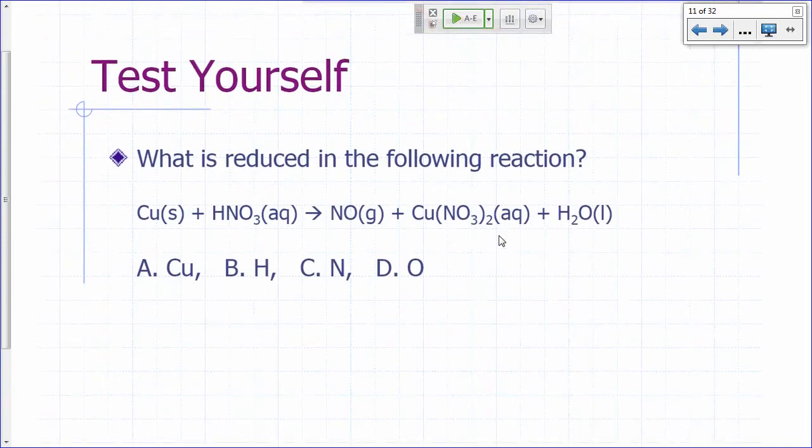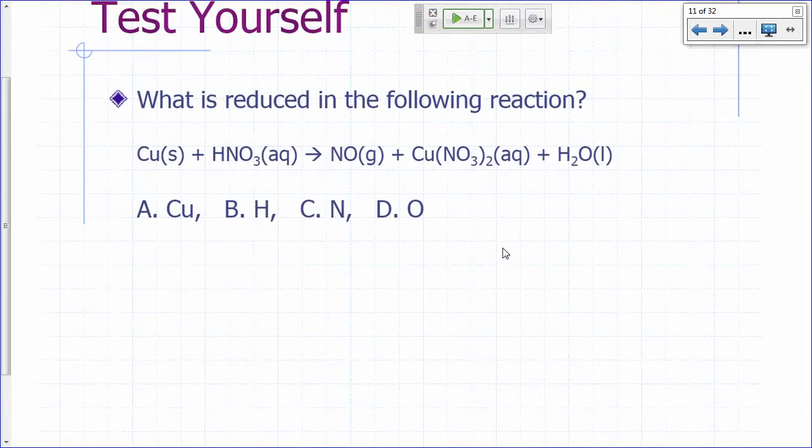All right, so let's apply that to this reaction. This is a redox reaction. So what's reduced in this reaction? Which atom, which element? So you assign oxidation numbers. This is an elemental substance. What's the oxidation number of copper then? According to our rule, 0. Pure elemental substance, 0. How about HNO3?